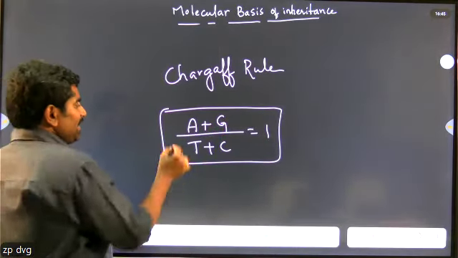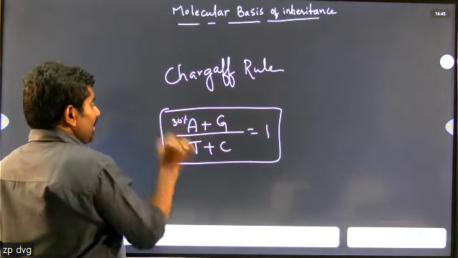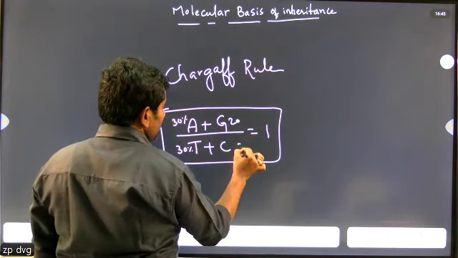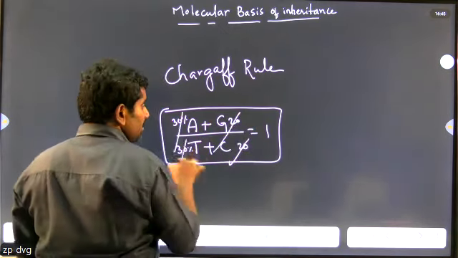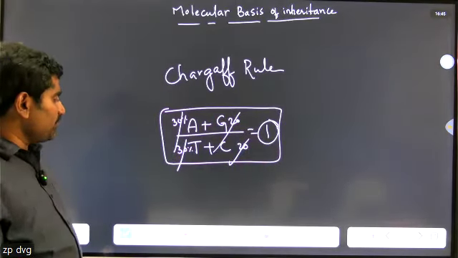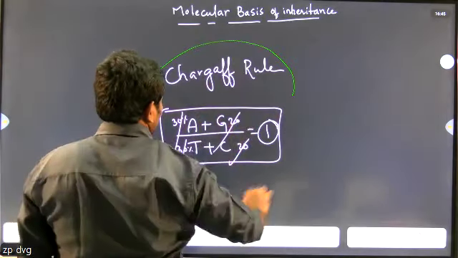Now let us take A. A is how much? 30%. And T is also 30%. The remaining is 20%, this is 20%. Now let us cancel these things and finally the answer will be 1. This is the Erwin Chargaff rule. Clear?